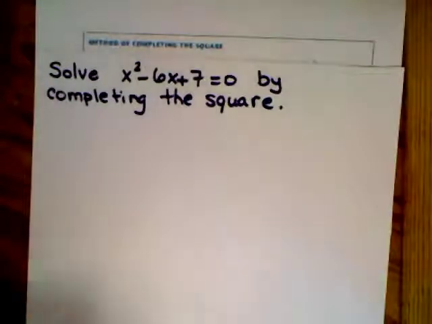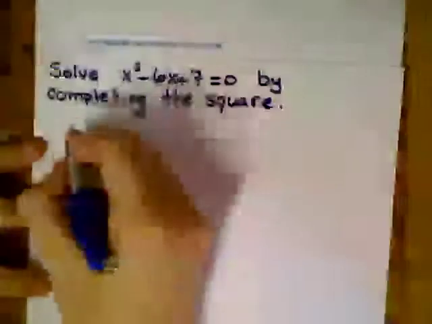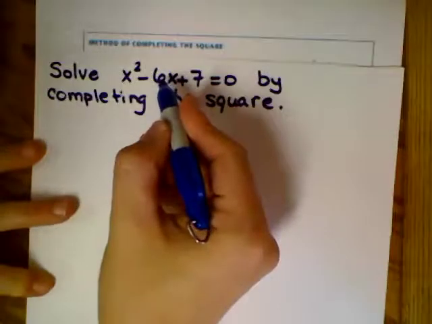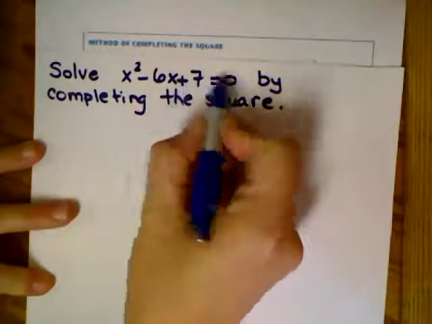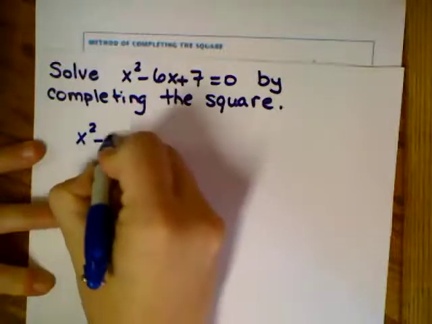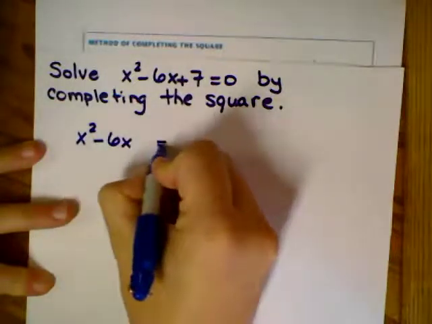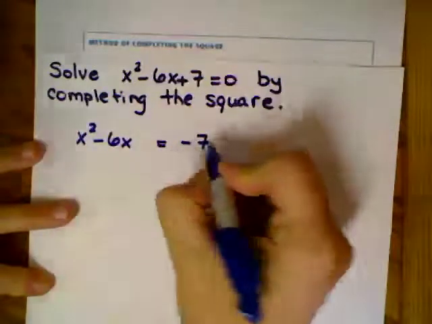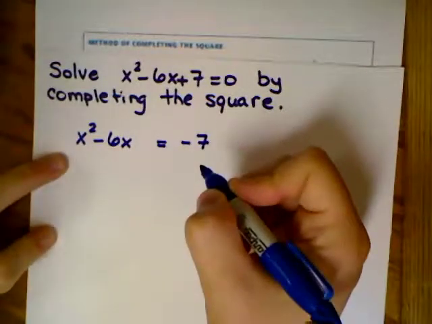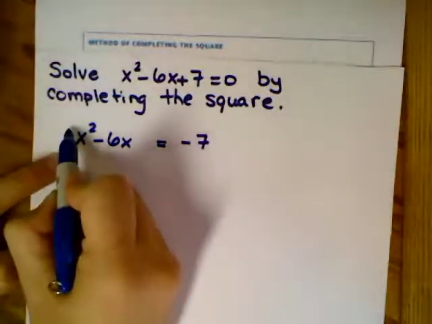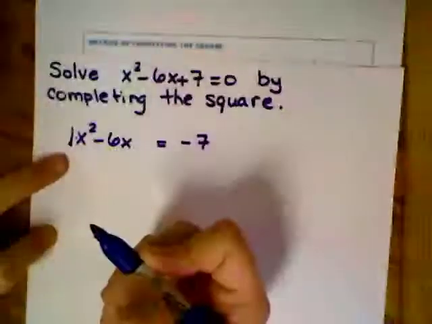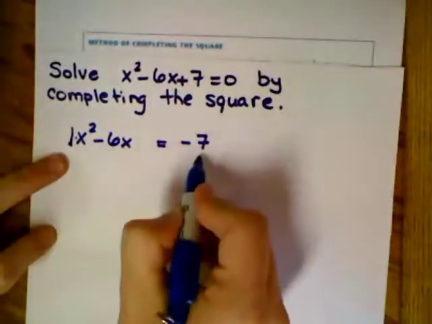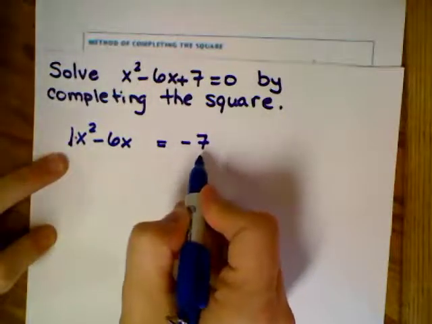Let's solve this equation by completing the square. Okay, I believe step 1 was to move this constant term to the right. So I'll leave the x terms on the left-hand side of the equation, and I'll subtract 7 from both sides of the equation. Now step 2, if this leading coefficient was anything other than an understood 1, we would divide both sides by the leading coefficient. But there's no need to divide.